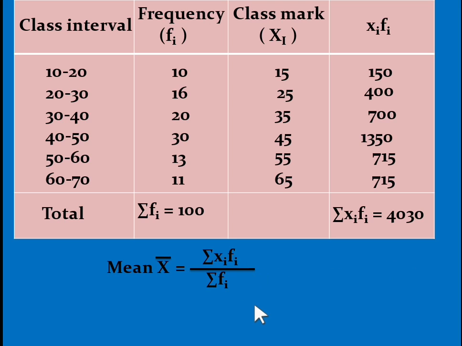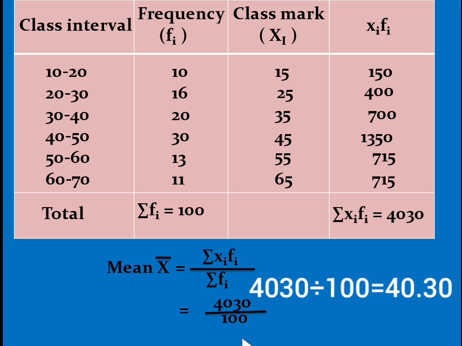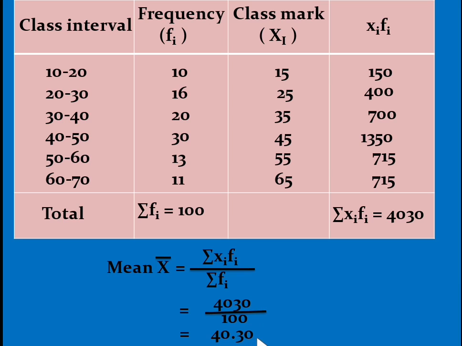Mean is equals to summation of xi fi by summation of fi. Summation of xi fi is 4030 divided by summation of fi is 100. Dividing 4030 by 100 is equals to 40.30. So this is the average of the data. So in this way we can solve the problems of statistics.